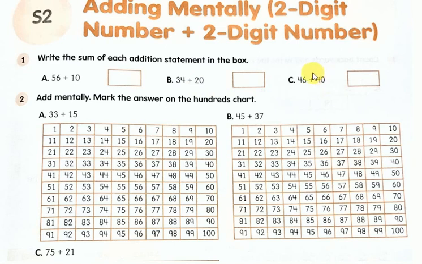40. 40 is again ending with a 0. 40 means 4 tens. To 46 you have to add 4 tens. 46, 56, 66, 76, 86. 4 tens. Okay, so the answer is 86.